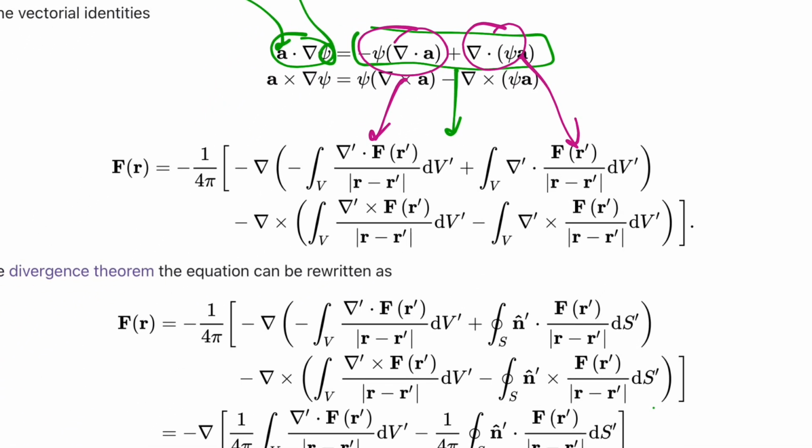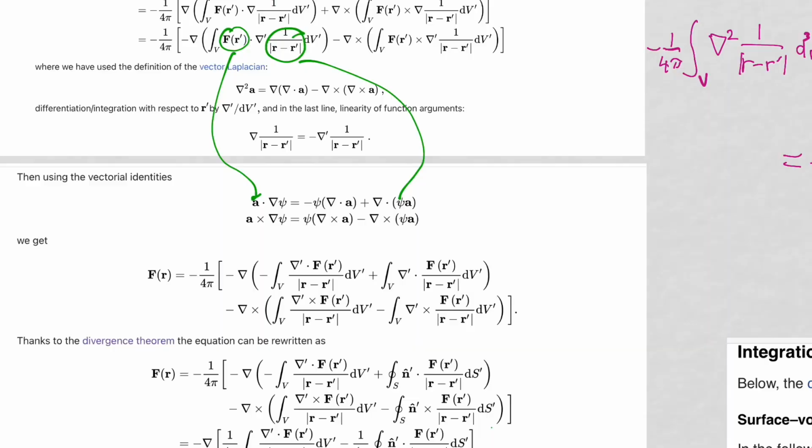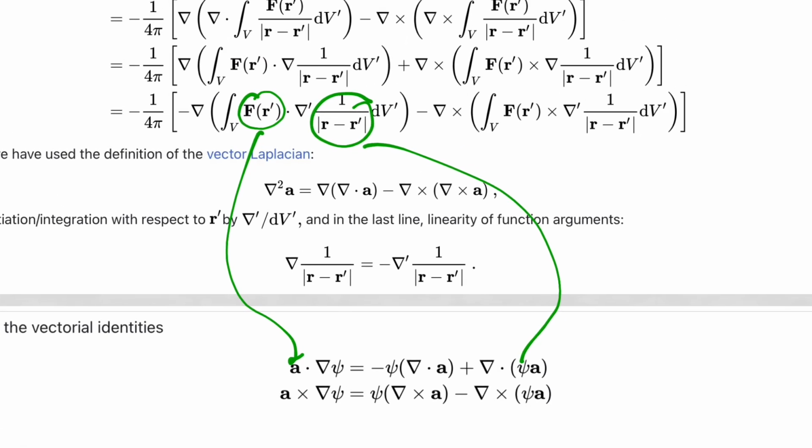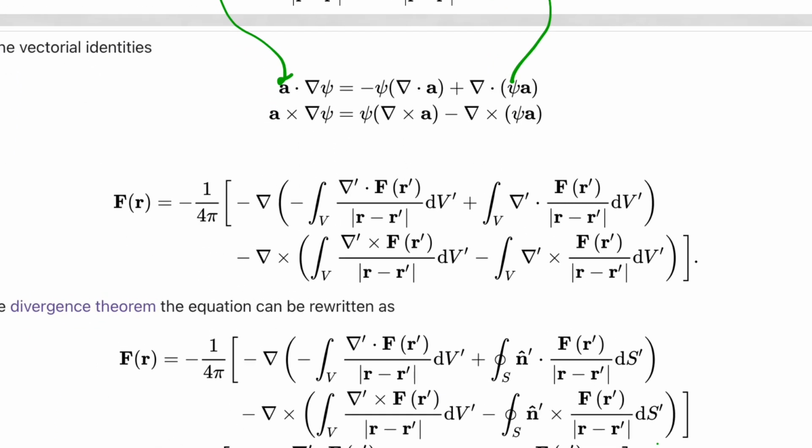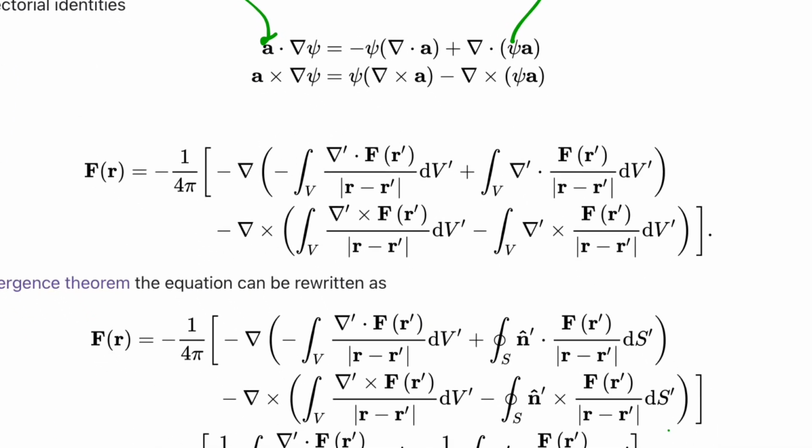So that's easy enough. And likewise, the exact same thing is going to happen for the curl part. That is, we're going to break this guy up using this formula here, and we're going to get psi times the curl of A minus the curl of psi times A. And that's what we have here. Here's psi times the curl of A, and then here we have the curl of psi times A.